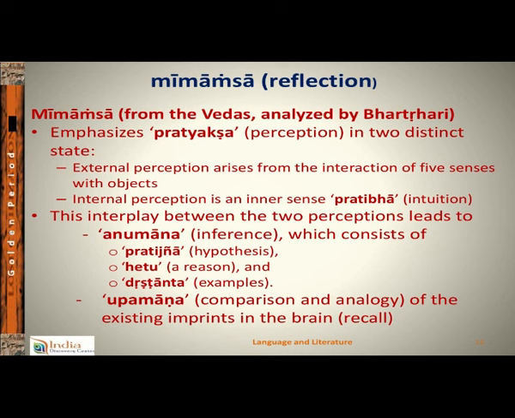And then there is an internal perception. And this is an inner sense which we call pratibha or intuition, and this is how the interplay of these two leads to anumana, which is an inference, which consists of your hypothesis, your reasoning, your example, and then you come to upamana, which is comparison and analogy of the existing imprints in the brain. That means you start bouncing against the memories which you have, and then you come up with what it really means.